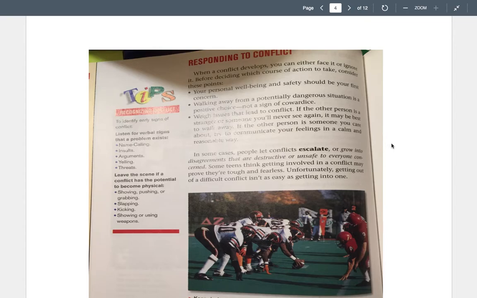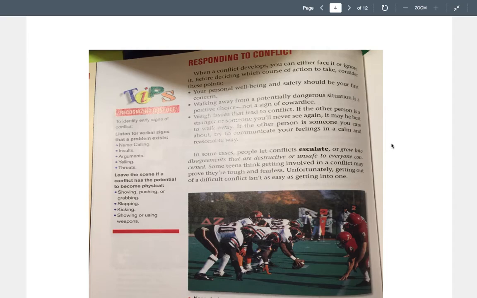Okay, on the side here it says tips, recognizing conflict. To identify early signs of conflict, listen for verbal signs that a problem exists. The verbal signs are name calling, insults, arguments, yelling, threats. Those are verbal comments. Leave the scene if a conflict has the potential to become physical: shoving, pushing, grabbing, slapping, kicking, or using weapons. So leave the situation immediately if those things start happening.